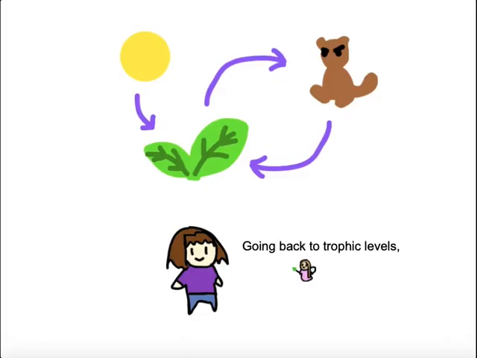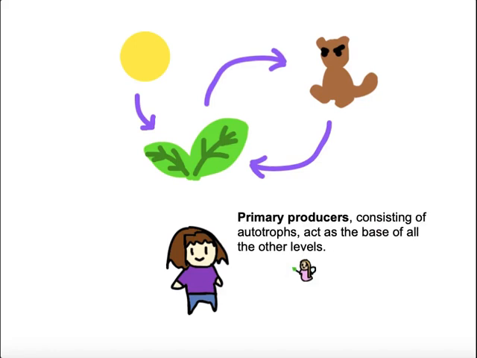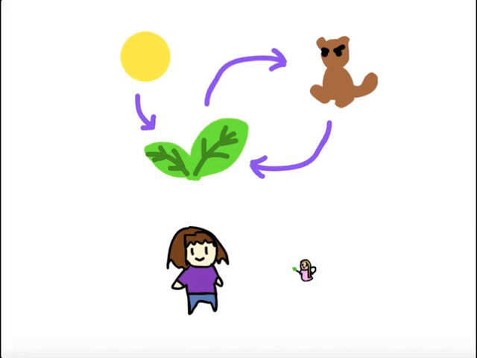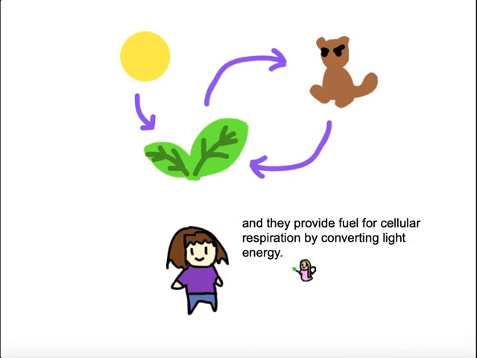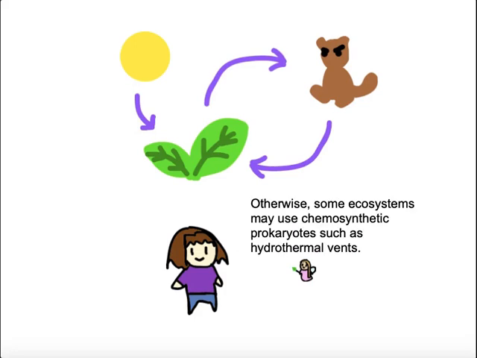Going back to trophic levels, species are assigned to levels depending on their main source of nutrition and energy. Primary producers, consisting of autotrophs, act as the base of all the other levels. Most autotrophs are photosynthetic, and they provide fuel for cellular respiration by converting light energy. The biosphere's main autotrophs are plants and algae. Otherwise, some ecosystems may use chemosynthetic prokaryotes such as those at hydrothermal vents.